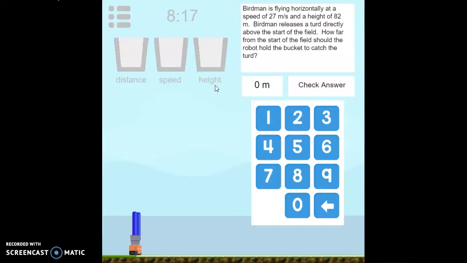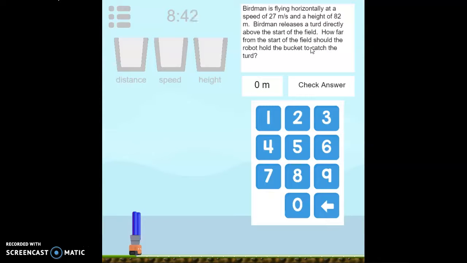All right, so let's start off with a question, and I'm going to work through this on the handout that you've got attached on Google Classroom. This first question is asking us about the distance. It says Birdman is flying horizontally at a speed of 27 meters per second and a height of 82 meters. Birdman releases a turd directly above the start of the field. How far from the start of the field should the robot hold the bucket to catch the turd?